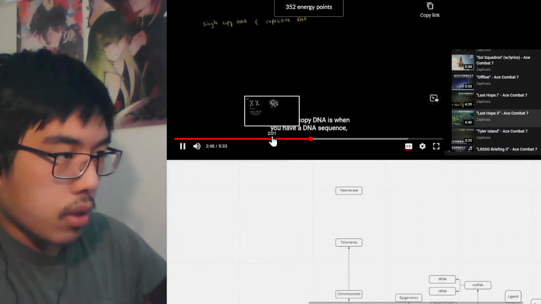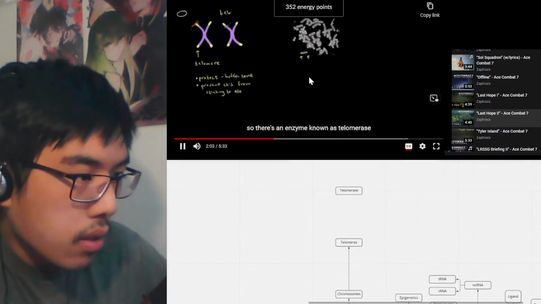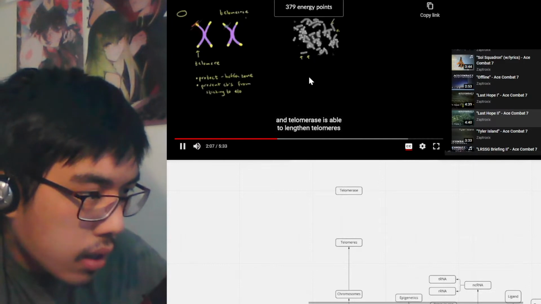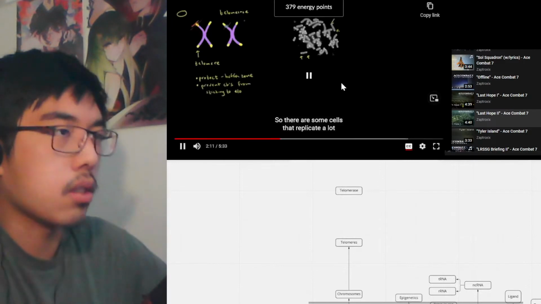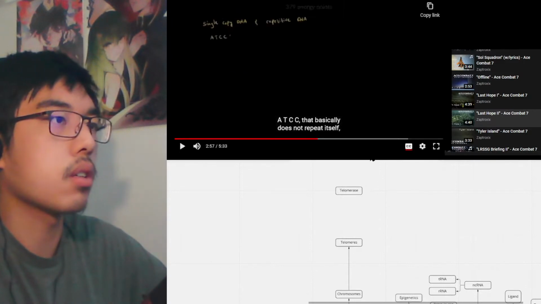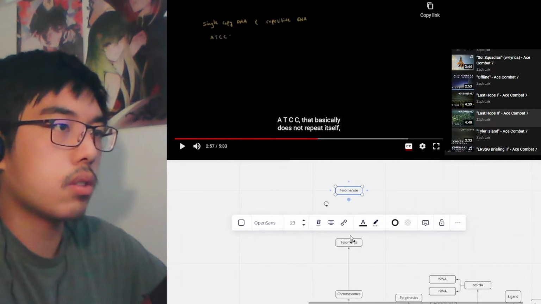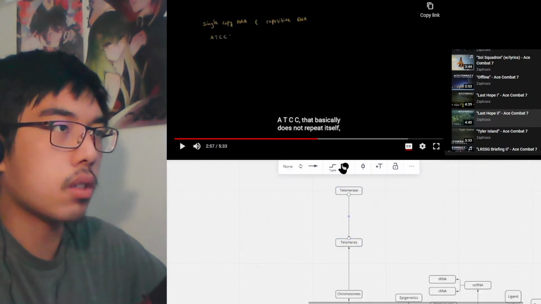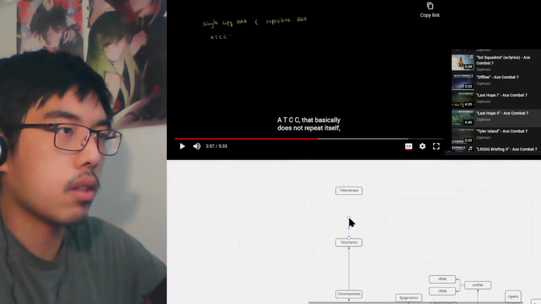Okay, hold up. Whenever we mention enzymes, I always imagine that they're going to break down the thing, but it lengthens telomeres. Okay. Thus, we need to put this and give it a blue supporting role on the telomere.